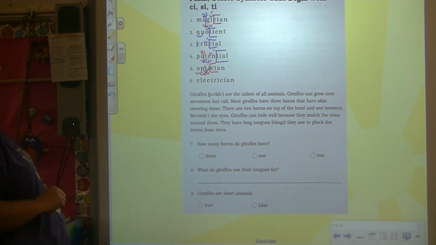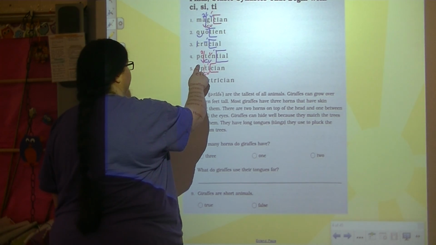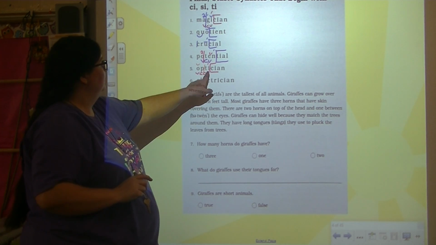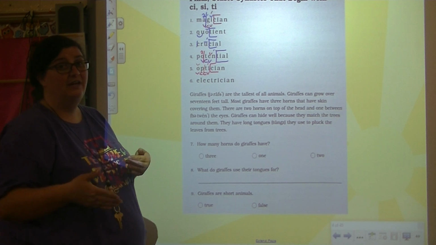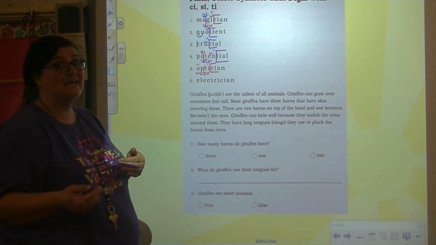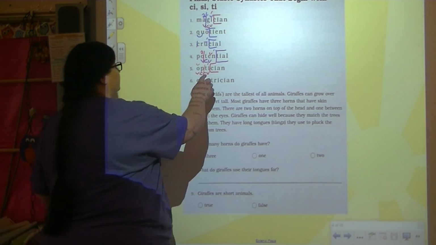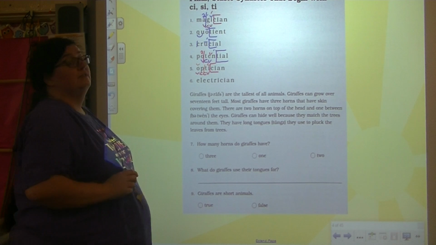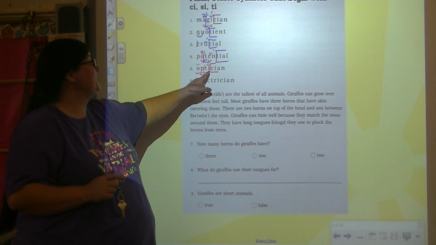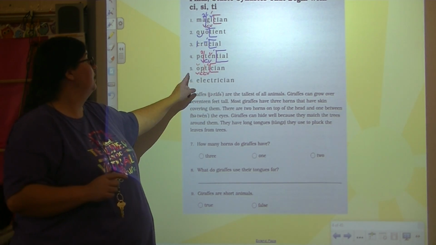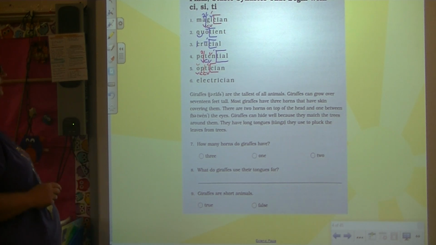Alright, vowel followed by a consonant is short. Alright, you've got an I at the end of a syllable, but it is I. So what did we say would happen there? It's short. So let's sound it out. Optician. Optician. What word? Optician.